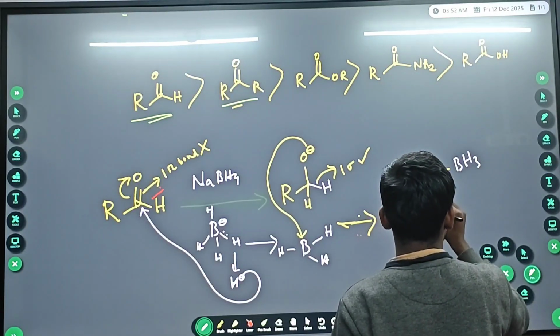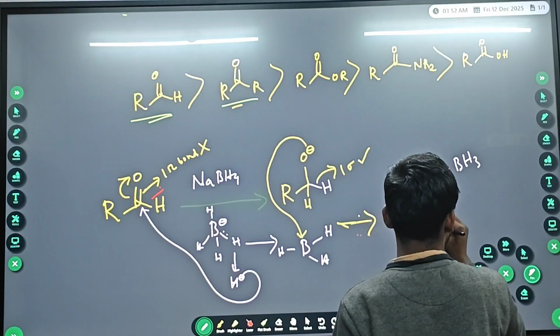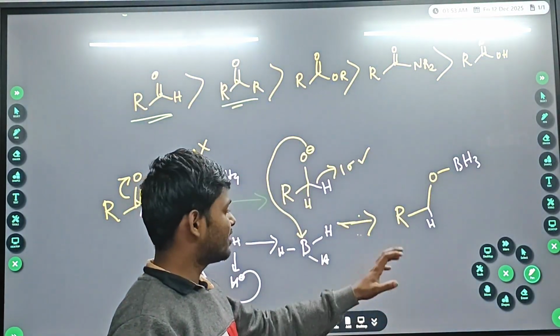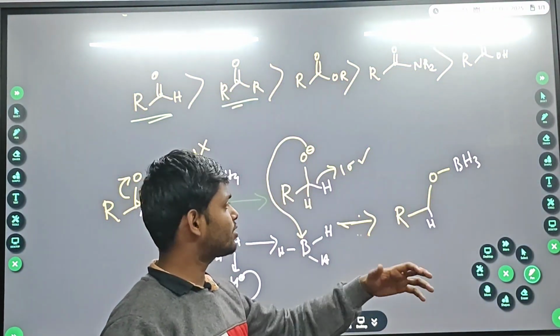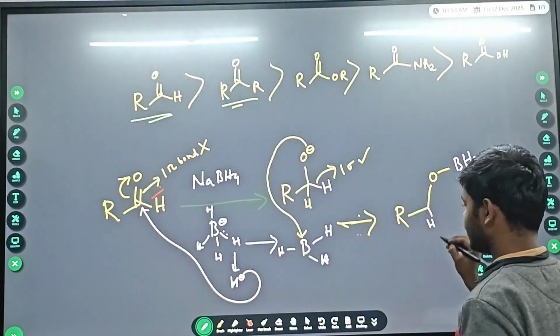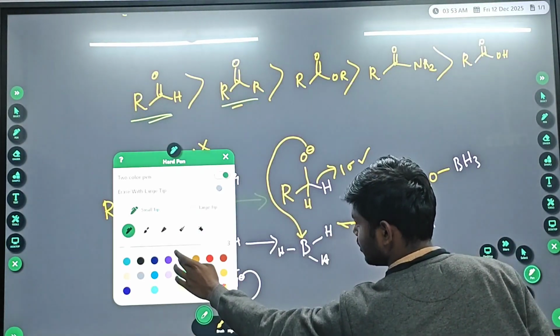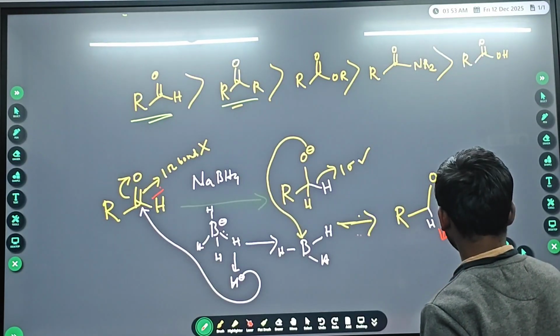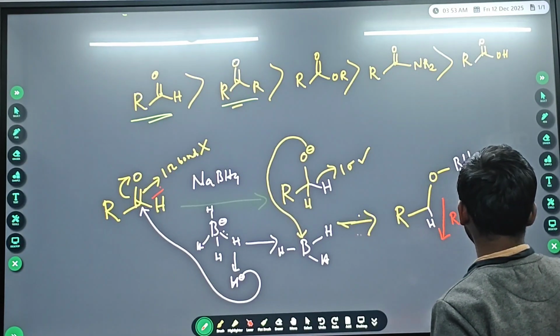BH3. Here we see there is one hydrogen also there. In the molecule there are millions and billions of aldehydes, so it will attack. Let's say it will attack a new aldehyde, with a different color. Let's say red. So it will attack a different aldehyde.